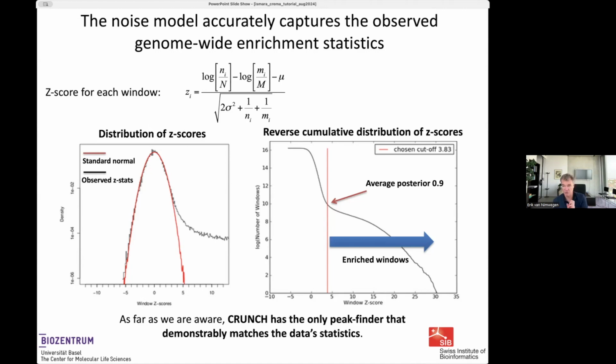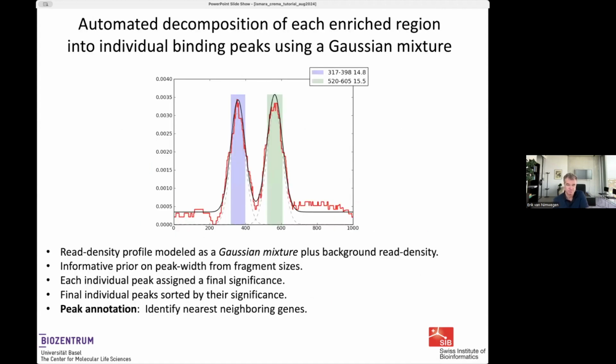So I think the model we use is the only one that actually fits the data that you see. All right, so then we found all the enriched regions. And now you still often find that a region, if you look carefully at the density of reads in this region... So here's one example of a region that was 1 kb long, where all the 500 base pair regions in this 1 kb were enriched. But if you look at the red curve here, which is the actual density of reads along this 1 kilobase, it clearly looks like there are two separate peaks.